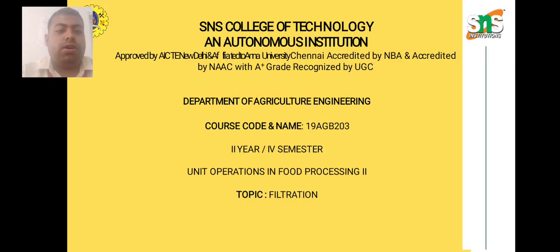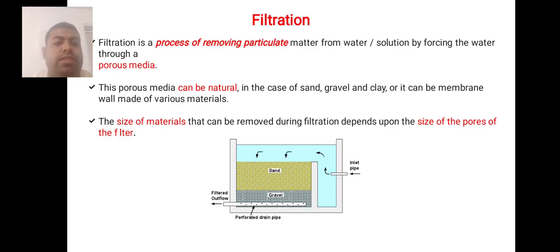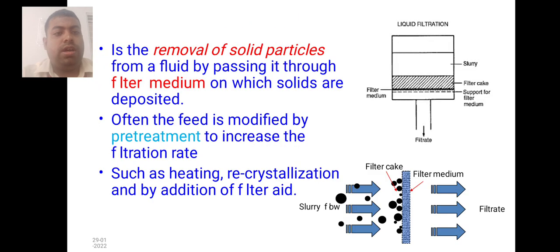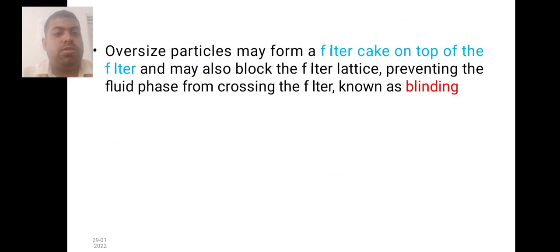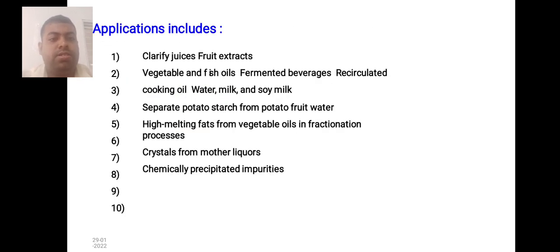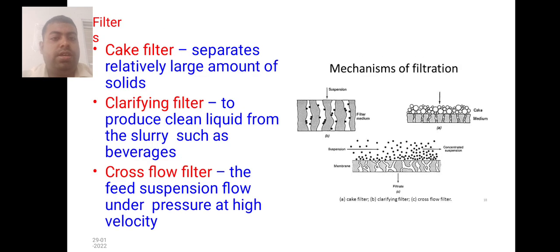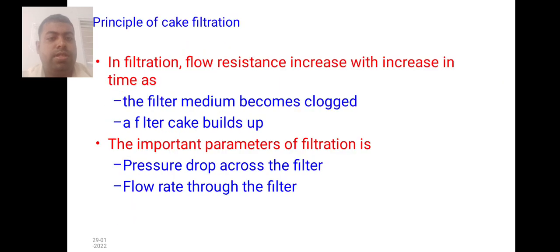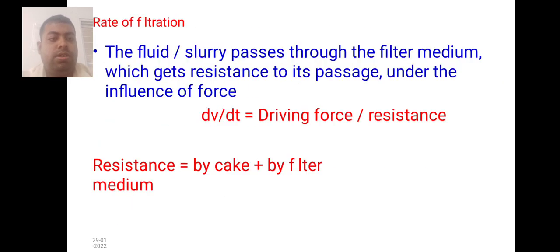Hello everyone. The topic I was discussing earlier was in unit operations in food processing, and the topic is filtration. In this, we have discussed what filtration is, what the process involved in filtration is, how it is removed, what a filtrate and a filter cake are, what the important factors that influence the rate of filtration are, and the applications involved in filtration, and what the filter cake, filter clarifying and cross flow filter, the requirements, filter rates, etc. are.